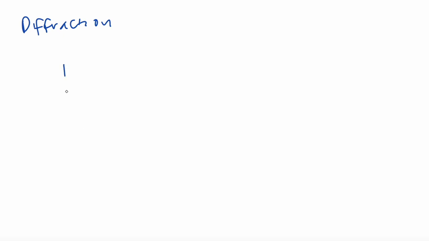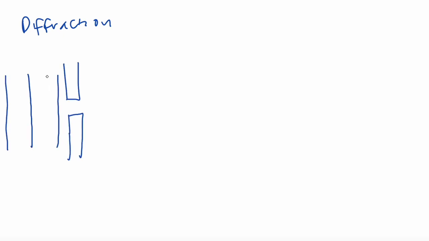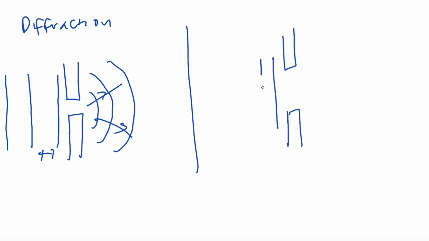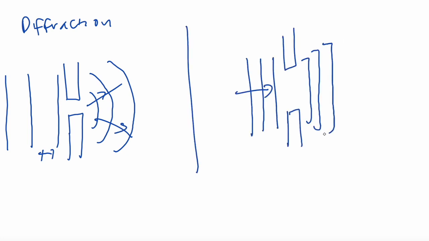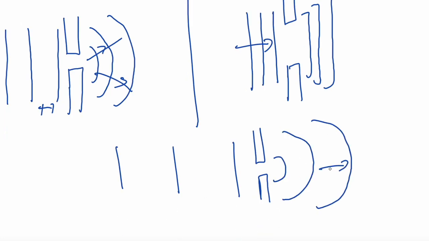Let's have a look at the diffraction of a wave. When the wave is approaching a barrier like this, it diffracts like that. When the wave is approaching a bigger barrier, it diffracts like that. And when the wavefront is bigger than the barrier gap, it diffracts like this.